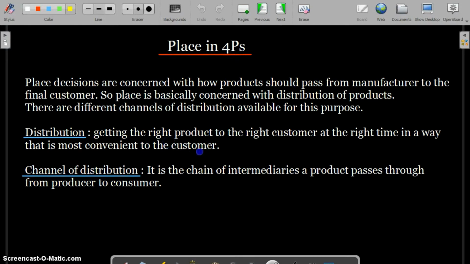So as you can understand, we have to deliver the right product to the right customer at the right time in the most convenient way to the customer, so that customers can easily get the product, but it may be costly to us. So what are the channels of distribution? It is the chain of intermediaries a product passes through from producer to consumer. Intermediaries are basically anything that is in between manufacturer and the customer. It could include agents, selling agents, that is, and it could include wholesalers or even retailers.